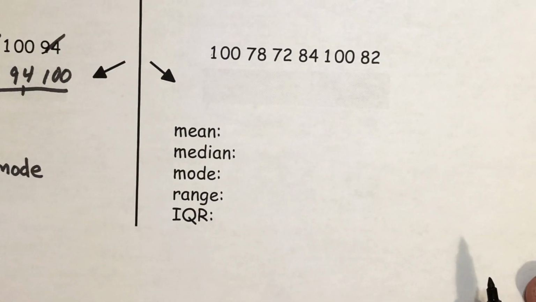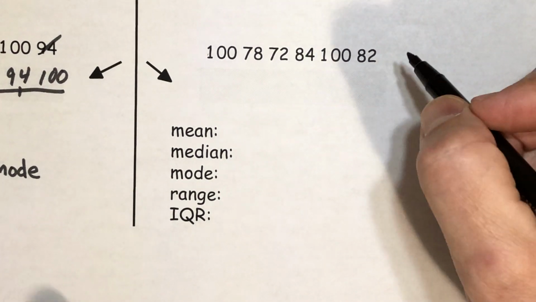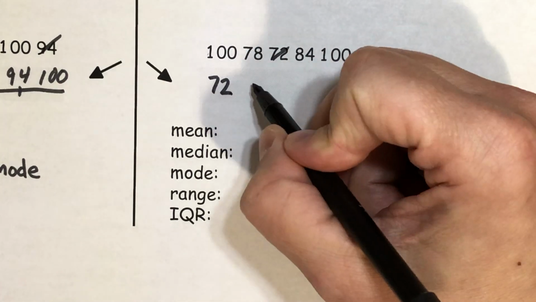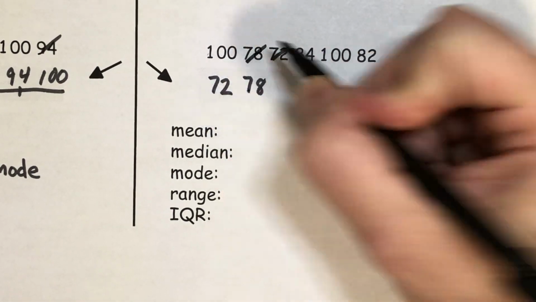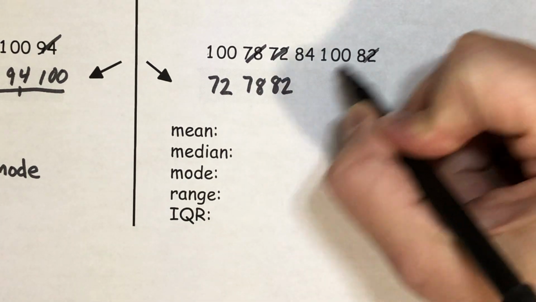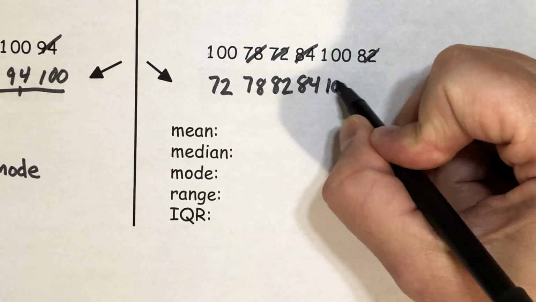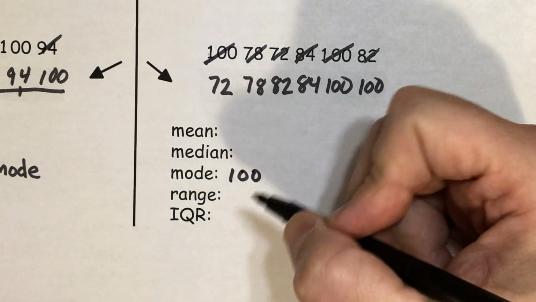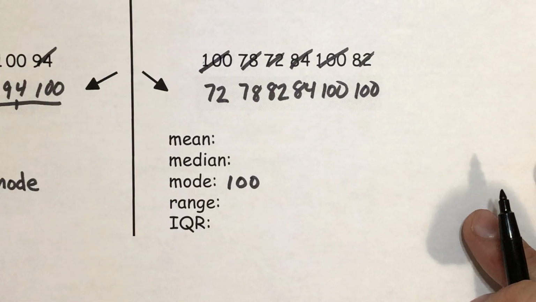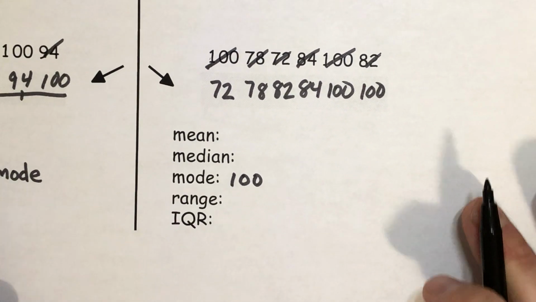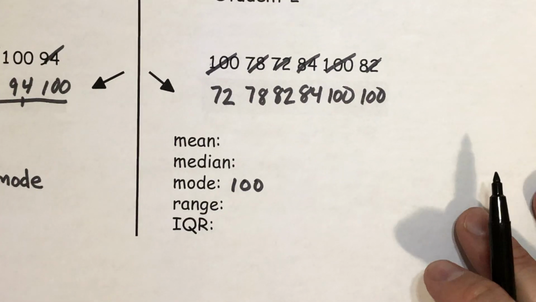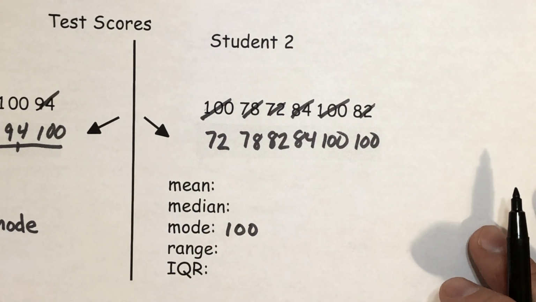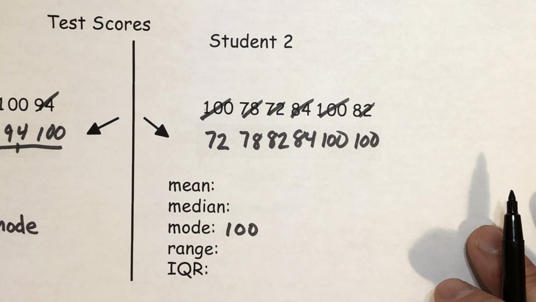Now we're going to do the same thing with student 2. Again, we place these numbers in order from least to greatest: 72, 78, 82, 84, 100, and 100. So the student does have a mode of 100, so it is statistically relevant that they've got one grade that happened more often than any other. However, just looking at the raw data, you can see the student didn't only get 100s on their scores. So we're going to look at the other measures of center and variation.